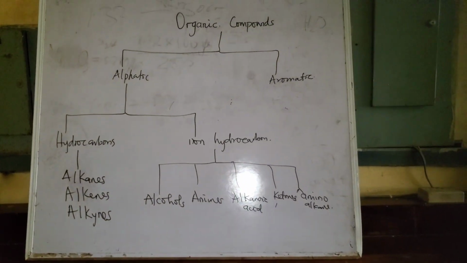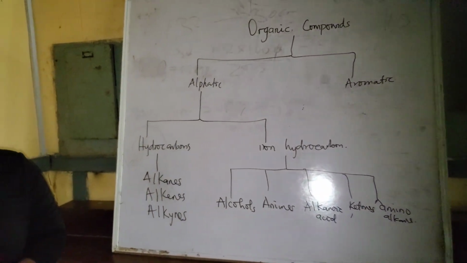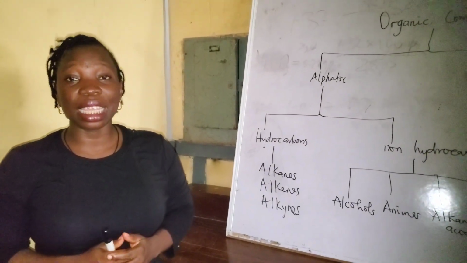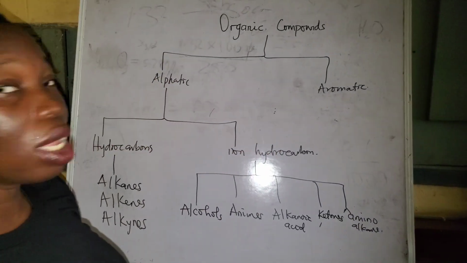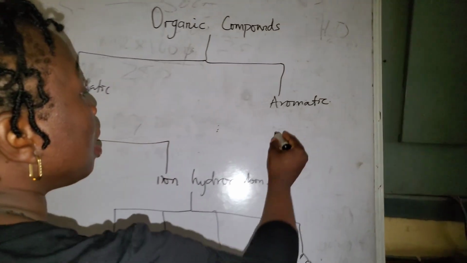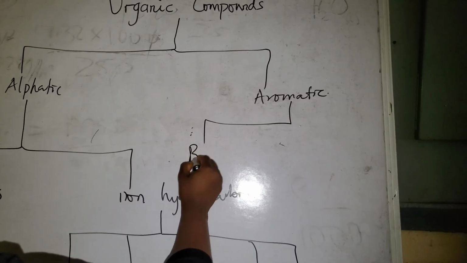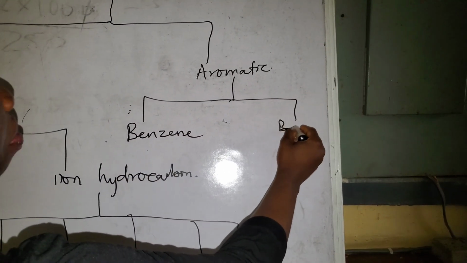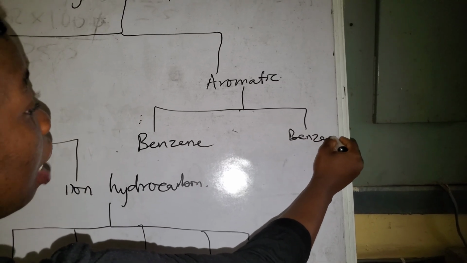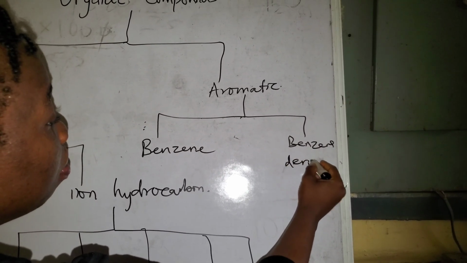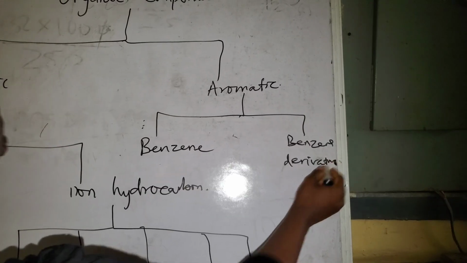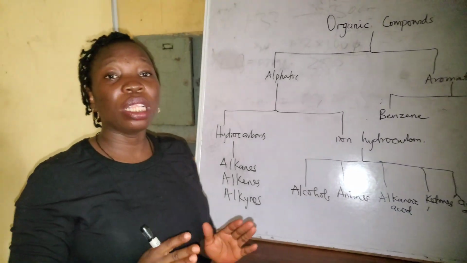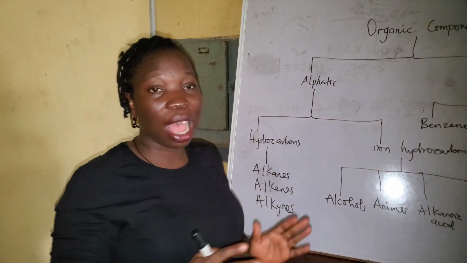Now, this aliphatic can be classified into straight aliphatic and cyclic aliphatic. Then we have the aromatic organic compounds, and these aromatic organic compounds are divided into benzene and benzene derivatives. So that is all about the tree of the organic compound. Now we'll look at it one after the other.